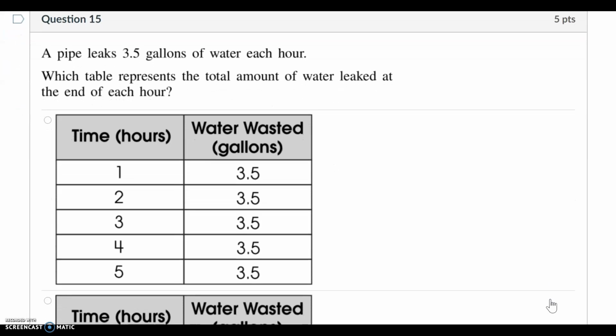Question 15. A pipe leaks 3.5 gallons of water each hour. Which table represents the total amount of water leaked at the end of each hour?